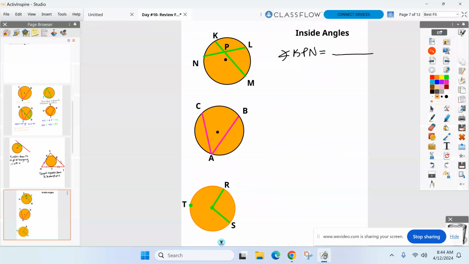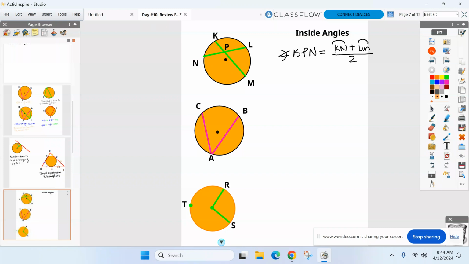So you do KN, and keep going, LM. And what do I do to the two? You subtract. Ooh, that's the angle on the outside. If it's a floater, I add them and divide by 2. So for a floater angle, I take the connected arc, add it to the vertical angle's connected arc, and divide by 2.